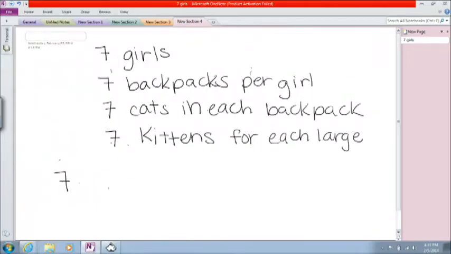Yes. Okay. And then we need to know how many legs. All right, so we've got all of our information: 7 girls, 7 backpacks per girl, 7 cats in each backpack, 7 kittens for each large cat. And we need to know the legs. Let's first find out how many backpacks we have altogether. If we have 7 backpacks per girl, we take 7 times 7 to give us 49, and that's how many backpacks we have. So we have 49 backpacks.